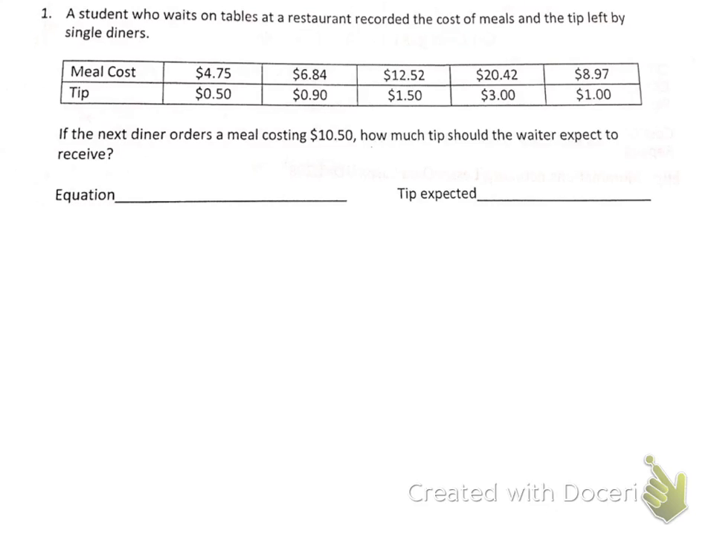So, number 1 says, a student who waits on tables at a restaurant recorded the cost of meals and the tip left by single diners. So this is definitely something that would have something to do with each other. In our little table we have meal costs and then we have the tip that goes with it. So these are my x values and these are my y values. It says we need to write the line of best fit, or the linear regression model, and then we're going to answer the question that they're asking us.